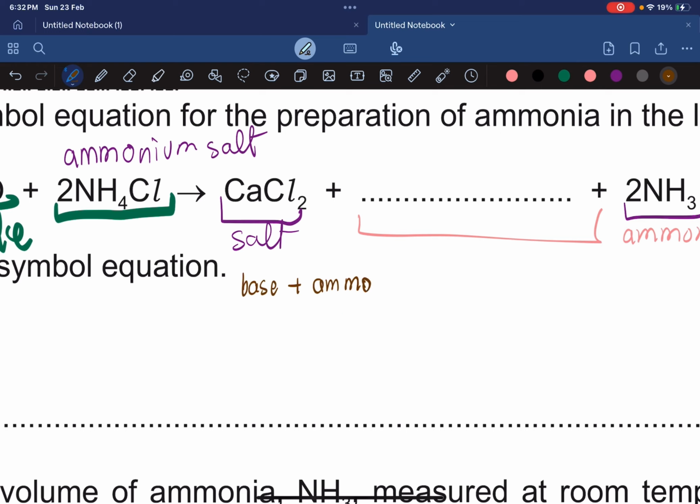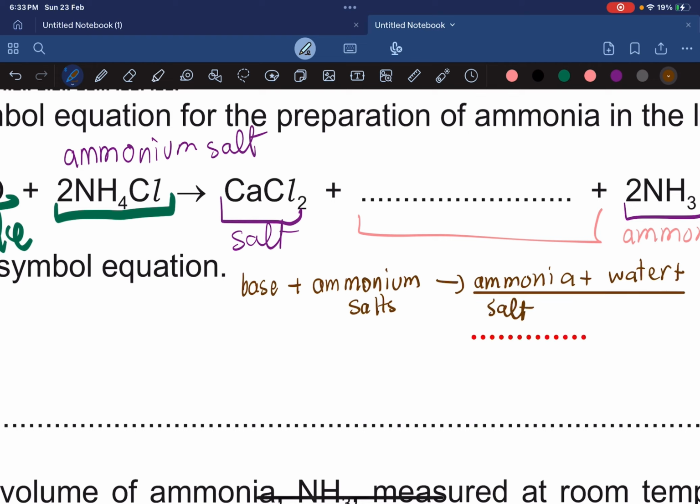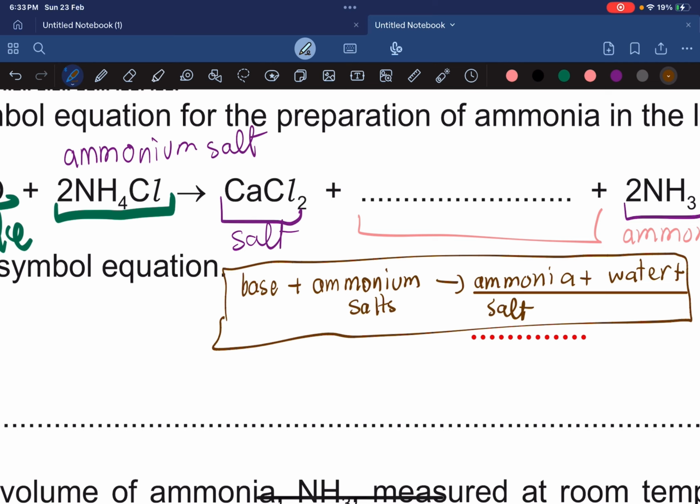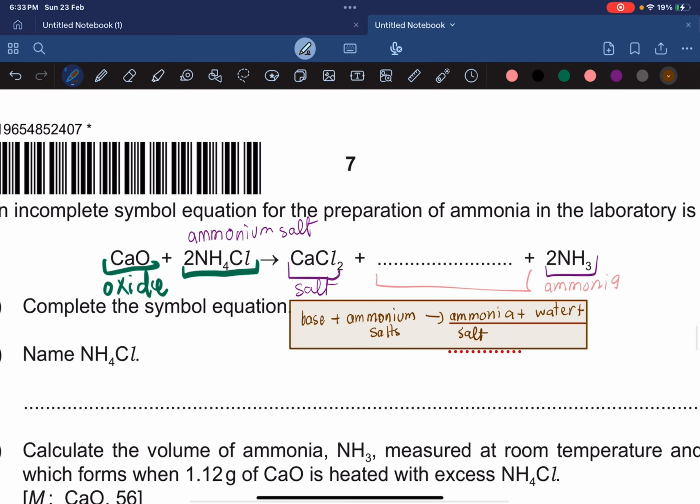Bases react with ammonium salts to form ammonia plus water plus salt. The salt is not going to be an ammonium salt, it's going to be some other kind of salt. Ammonia, water, and salt. I'm highlighting this so you should learn it. This is very important. To get done with it, this is going to be water. And now you just balance it. Just write an 8 over here.